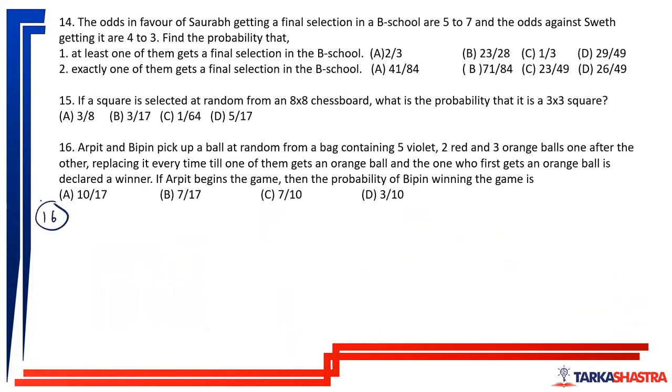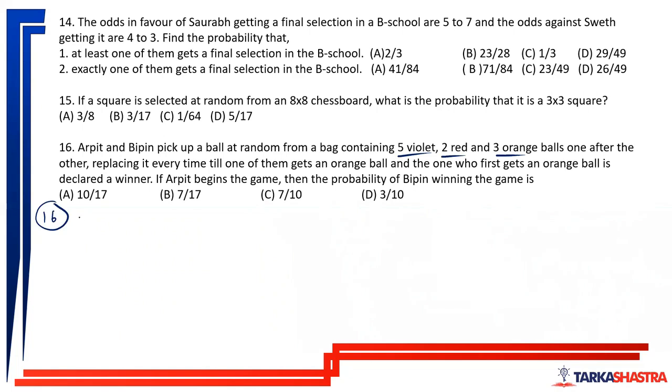16th question. Arpit and Bipin pick up a ball at random from a bag containing 5 violet, 2 red, and 3 orange balls, one after the other, replacing it every time till one of them gets an orange ball, and the one who gets the orange ball is declared the winner. If Arpit begins the game, then the probability of Bipin winning the game is what?